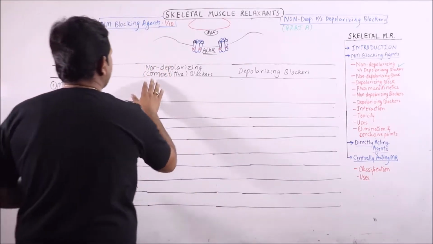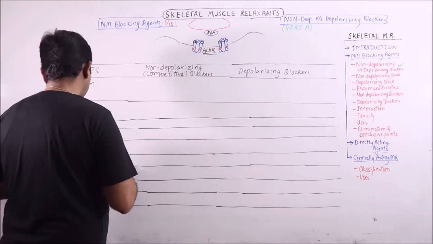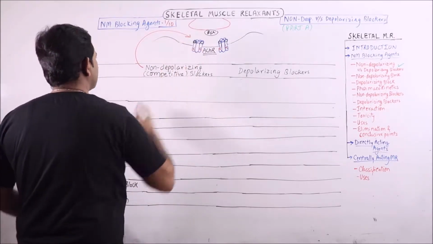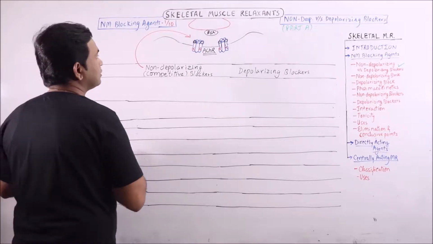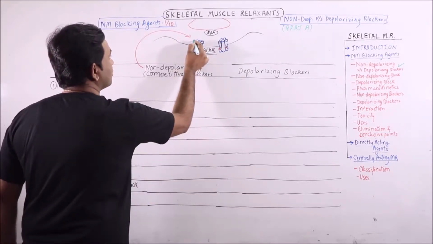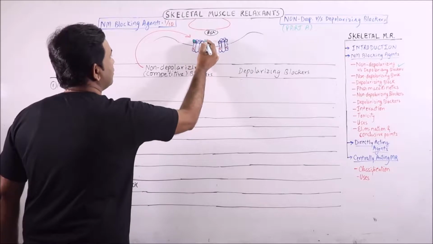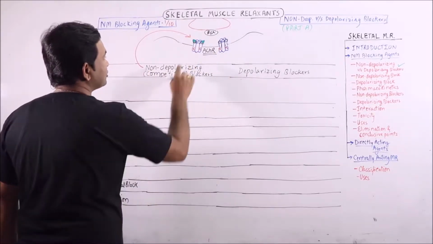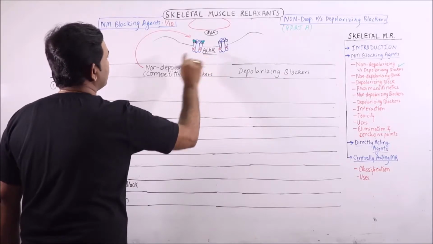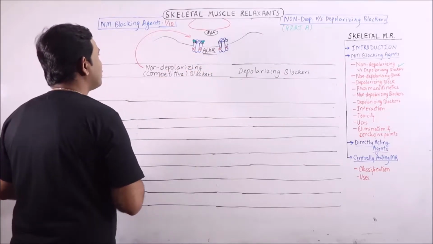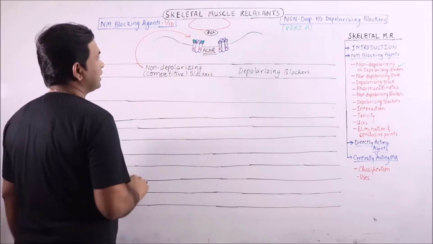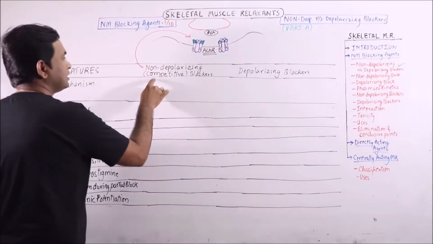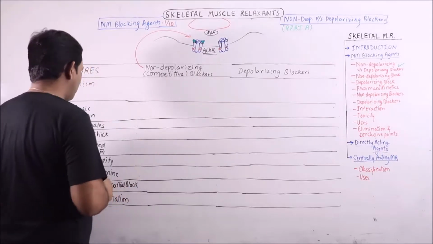Now, what is the mechanism of working of non-depolarizing blockers? These non-depolarizing blockers compete with acetylcholine, will bind to the acetylcholine binding sites on alpha subunits of acetylcholine receptor, but will not result in opening of sodium channel. That's why this motor end plate will not be depolarized. That's why these are known as non-depolarizing blockers.